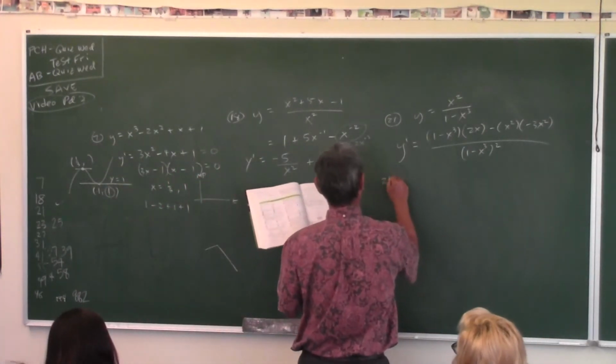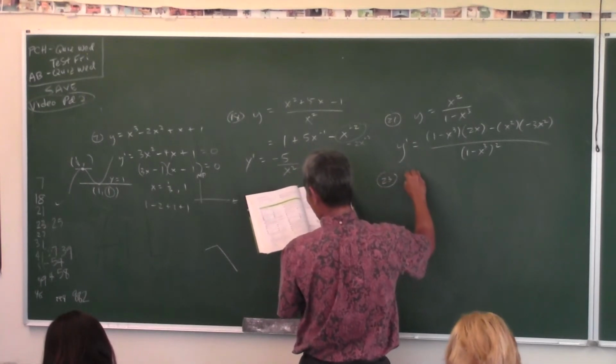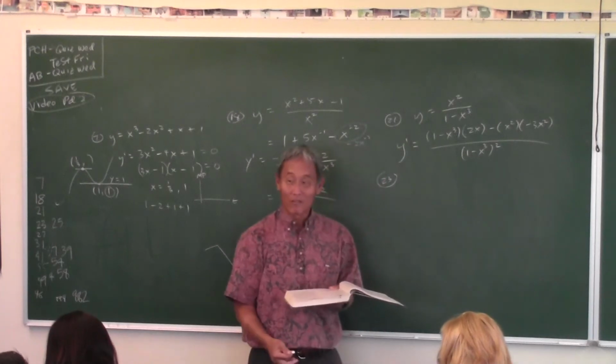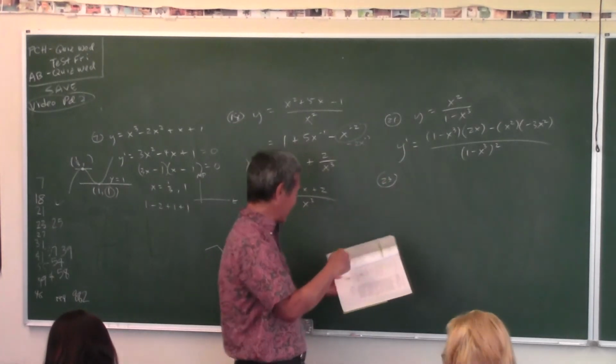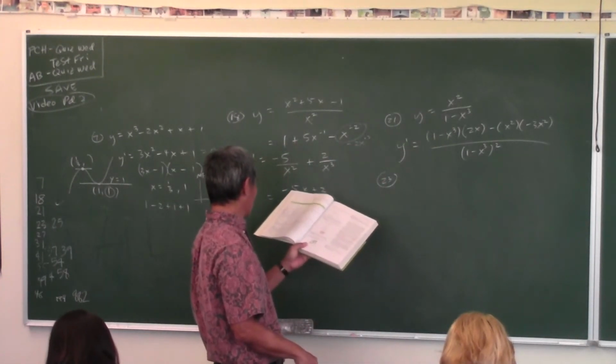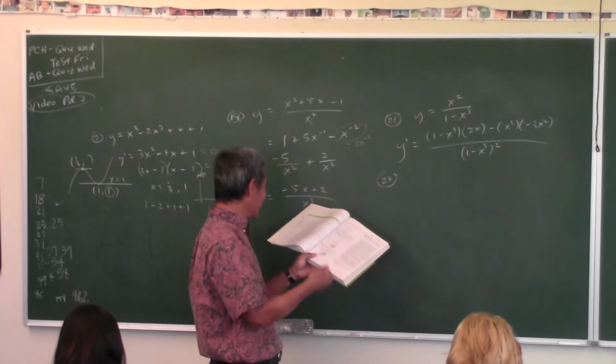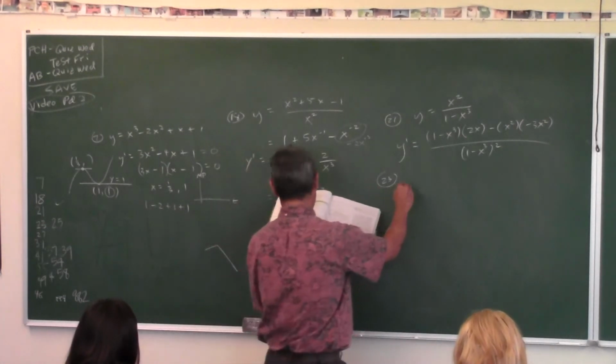Okay, 23. 23 got A, B, C, D. I am not going to do all of them. I'll do one of them, and I think you can do the rest then. Okay, I'll do B.